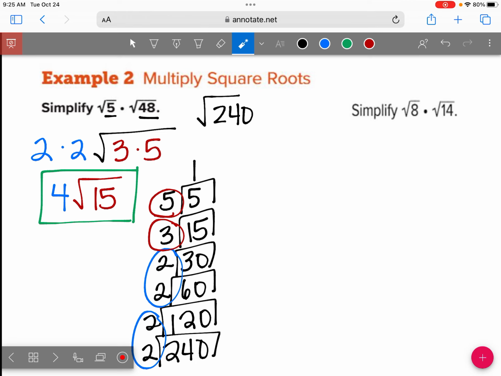Okay, so we're multiplying our numbers. So we have 2 times 2, which gives us a 4, and 3 times 5, which is 15. All right, so this last one, last question. So take 8 times 14. What is 8 times 14? 112? Okay, so let's build our cake with 112.